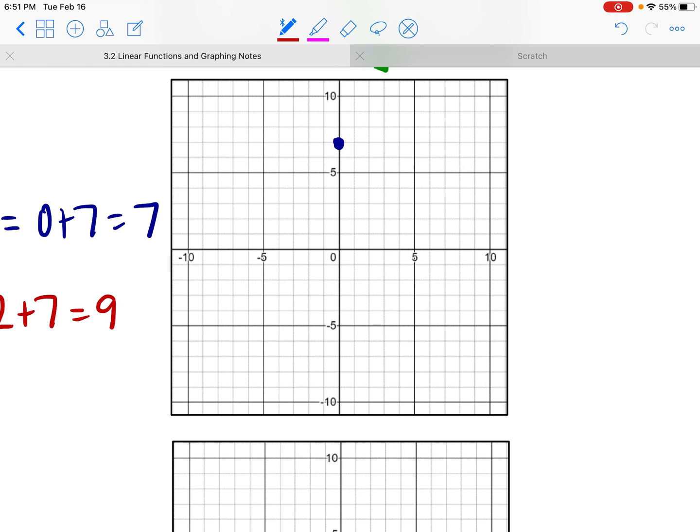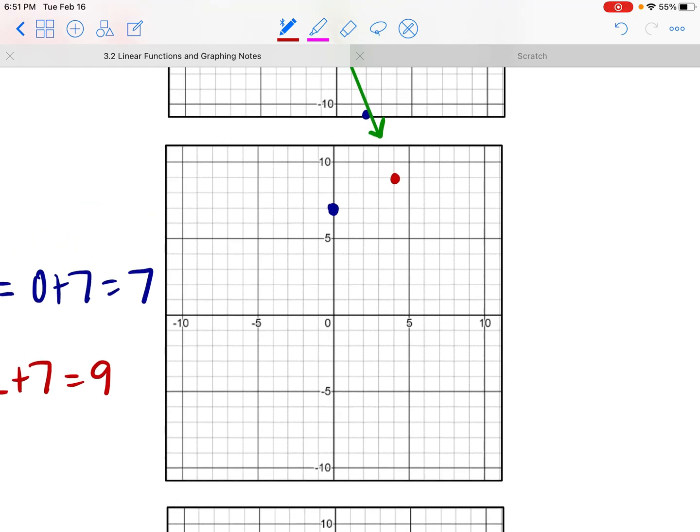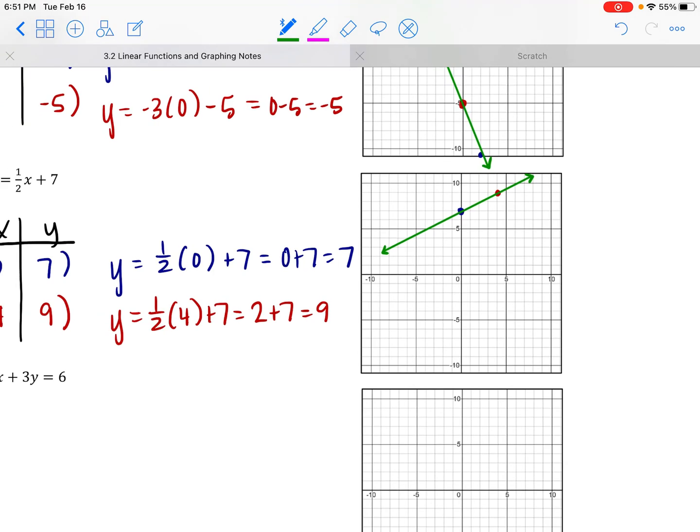So I'm going to go right 4, up 9, make another point, and now I can connect these to make my picture. So connect. That was, darn, I think that was my best one yet. All right, so there it is. And we got one more.